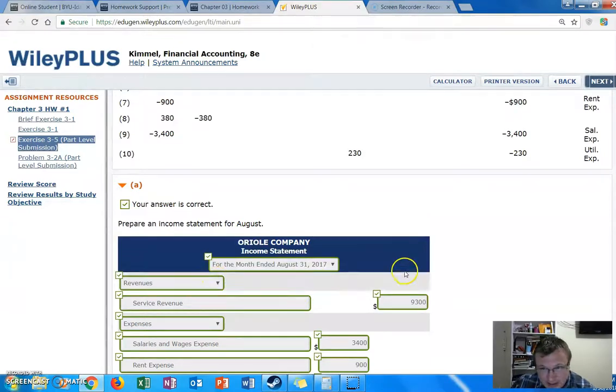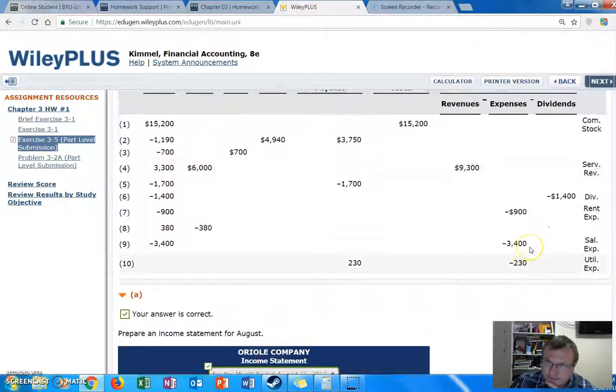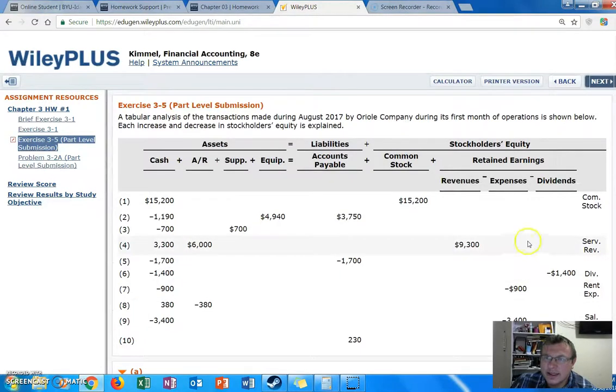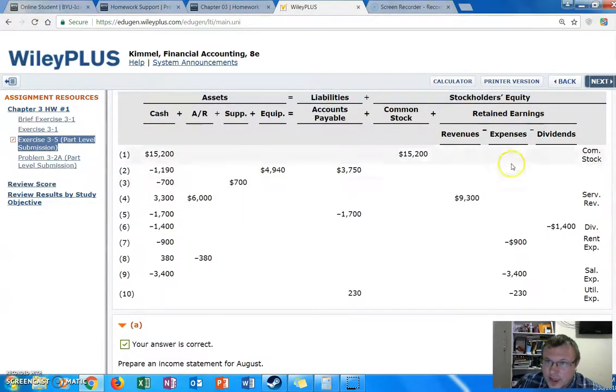For revenues, you come up here, and the way that it's organized, it's like that basic equation. So you have retained earnings, and then it says revenues minus expenses minus dividends. As you come down here, you'll see all the expenses. Since it's revenues minus expenses, all the expenses are recorded as negatives. Revenues are recorded as positives. Dividends recorded as negatives, because that's how it flows in the formula.